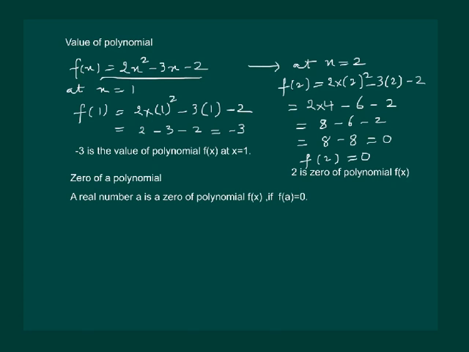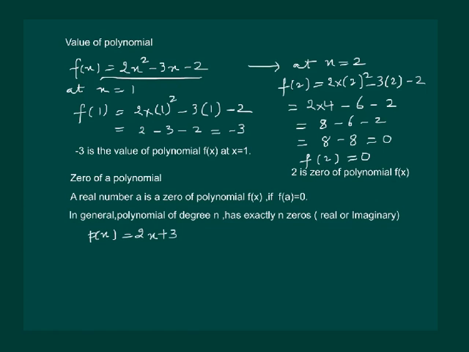Also recall that a polynomial of degree 2 will have 2 zeros. In general, a polynomial of degree n has exactly n zeros. Consider a linear polynomial, say p of x equal to 2x plus 3. If some real number k is a 0 of this polynomial, then p of k should be 0. This implies that 2k plus 3 should be equal to 0. Let us solve this. We get k equal to minus 3 by 2. So we have found the 0 of the polynomial p(x).